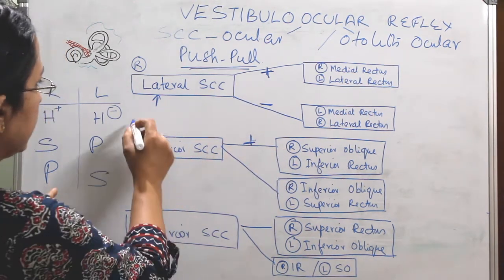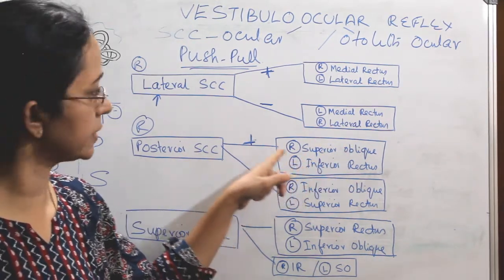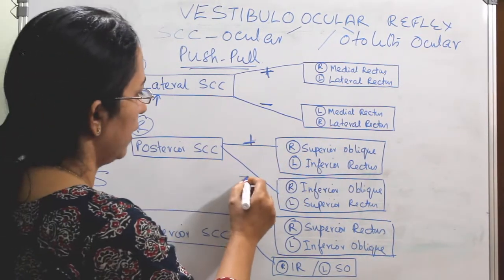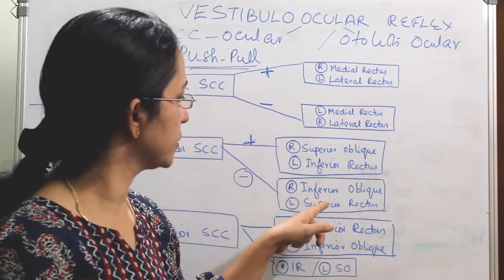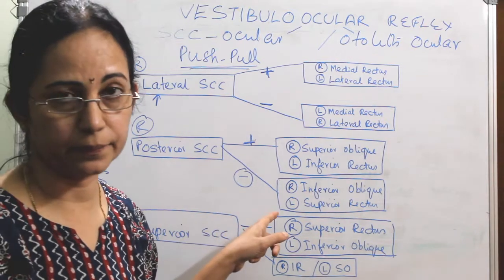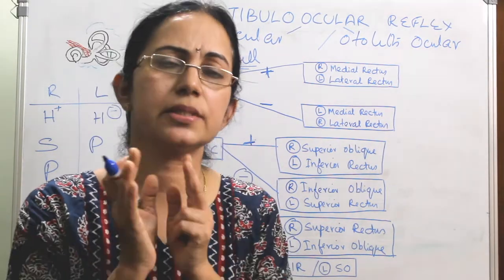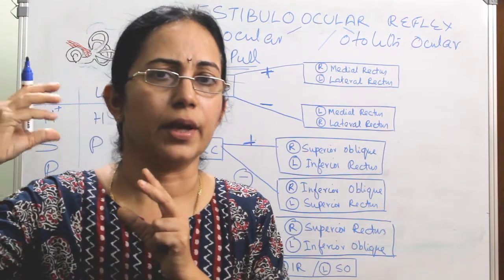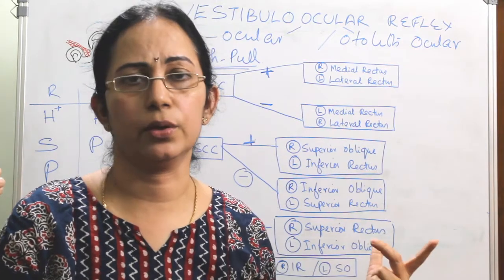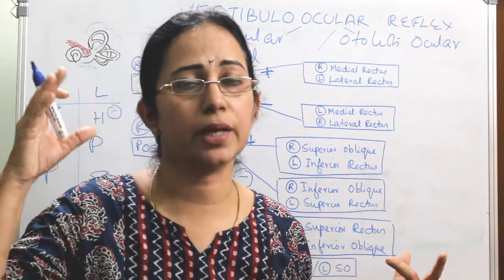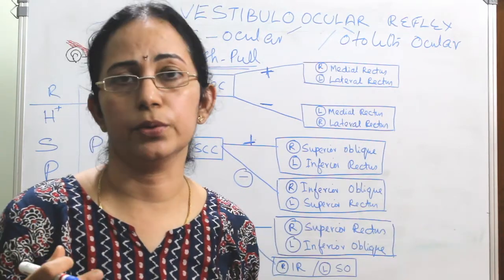On the right side, what happened? Right superior oblique and left inferior rectus get excited, and the ipsilateral inferior oblique and the contralateral superior rectus get inhibition. The same thing happens in superior semicircular canals also. You just remember this. Excitation on one side, inhibition on the functionally paired one on the opposite side, excitation of the agonist muscle and inhibition of the antagonist muscle.